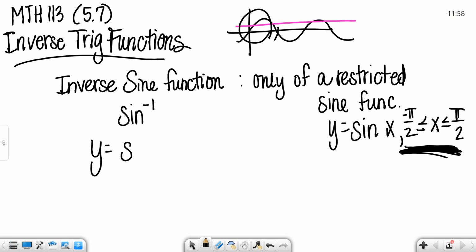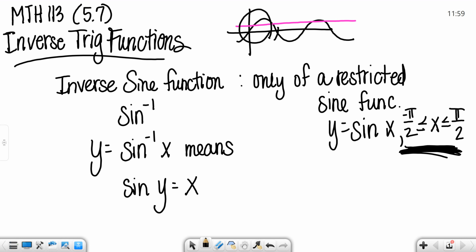So, why the inverse sine of x? Here's what that actually means. We are looking for the sine of some angle y that is the value of x. See what happened there? My x and y. The inverse sine of x means we're looking for the sine of some angle y that is equal to x.